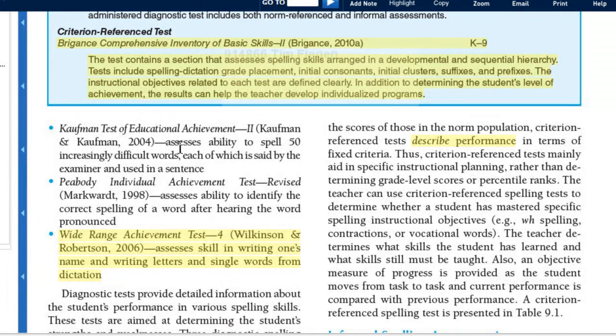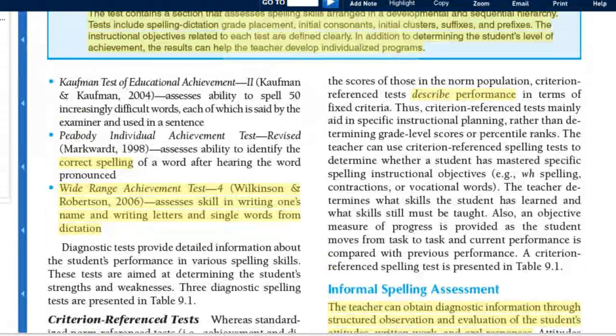So again, you got to know what you want here. I mean, if you're at this level, it's just letters, names, more simple. This one here, ability to identify correct spelling. So if that's our issue, and I've always said that was my strength, is I could identify words that were spelled wrong in my reading. There's that KTEA. Okay, then a criterion reference describes that performance in levels of a certain criteria.